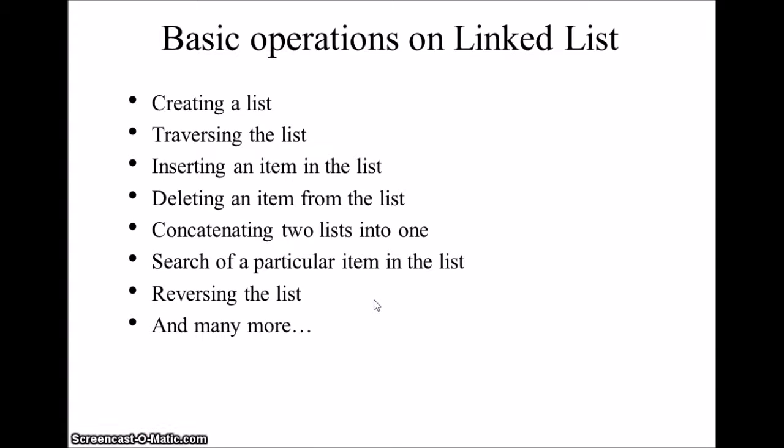So what are the basic operations that can be performed on linked list? You can create a linked list, traverse, insert, delete. You can insert at any position, at the beginning, at the end. Similarly, you can delete at the beginning, at the end, or in between. All these different operations can be performed. You can concatenate two lists, search for a particular item, reverse, count the number of elements, and so on. You can perform various operations on linked list.